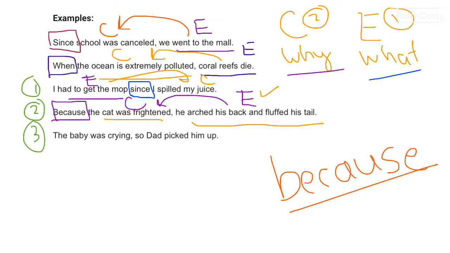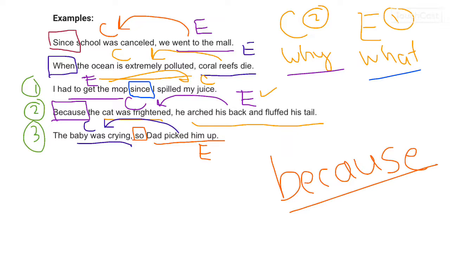Number three, the baby was crying, so Dad picked him up. The key word was so. So let's talk about what happened. So, Dad picked him up would be the effect. Why would Dad pick the baby up? Because the baby was crying. That's the cause.